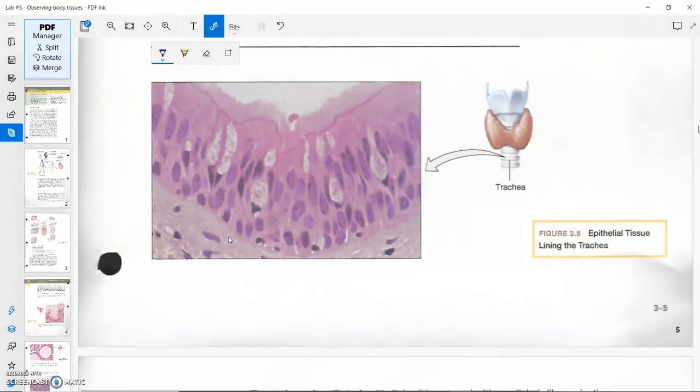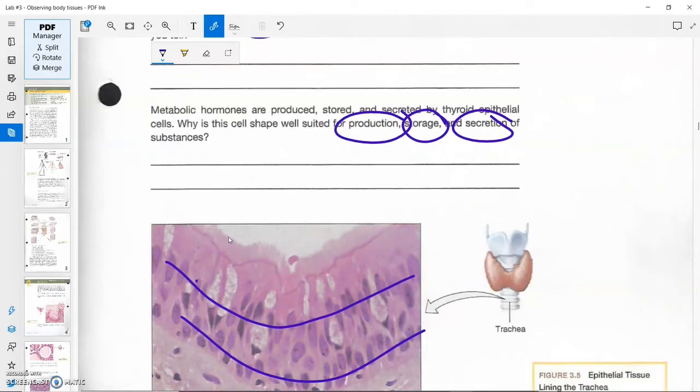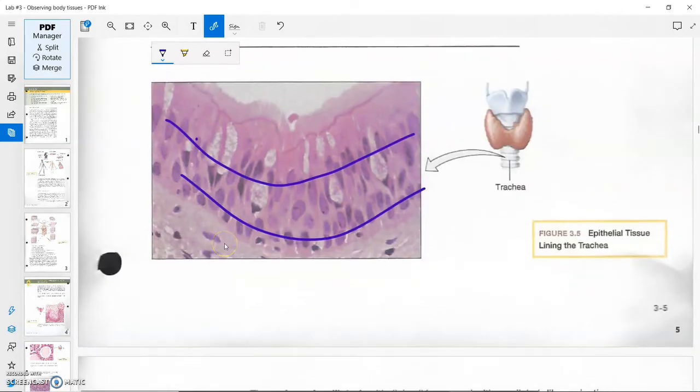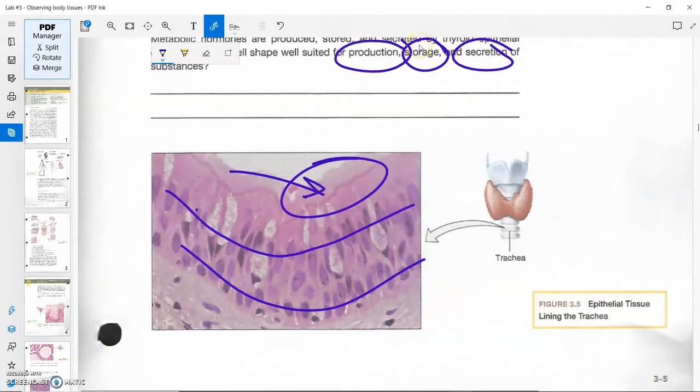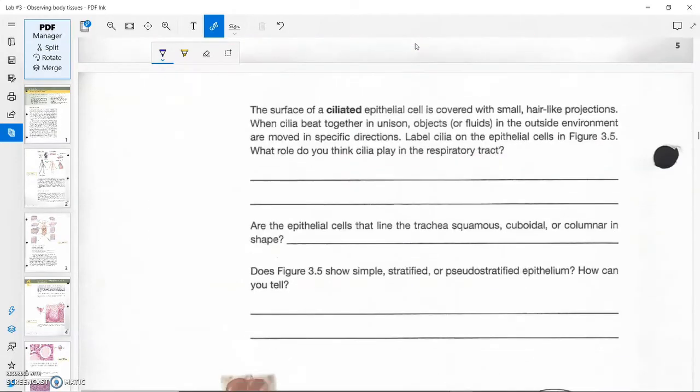And this is the trachea. You can see what appears to be two layers of cells, but in fact there's only one. So this is a pseudostratified epithelium. You can see cilia on top, so it's ciliated. So cilia, that we just demonstrated here, what role do you think cilia play? Cilia in the respiratory tract move mucus upwards towards your larynx, where you swallow the mucus laden with dust and microbes, and all that is neutralized in your stomach.